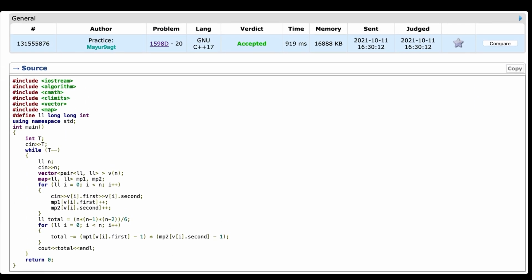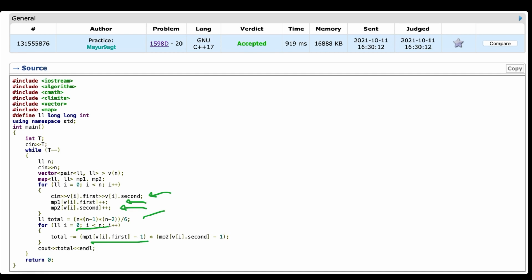See here, I have taken input through the vector, and as I've said, I'll store the frequency in a map, mp1, mp2, and then I have taken input, and I have simultaneously stored the frequency here by incrementing each of them. And then I have found the total number of possible pairs. Total is equal to n into n minus 1 into n minus 2 divided by 6. And then for every one of them, I will select that one as the main element, and then I will find how many invalid triplets there are.